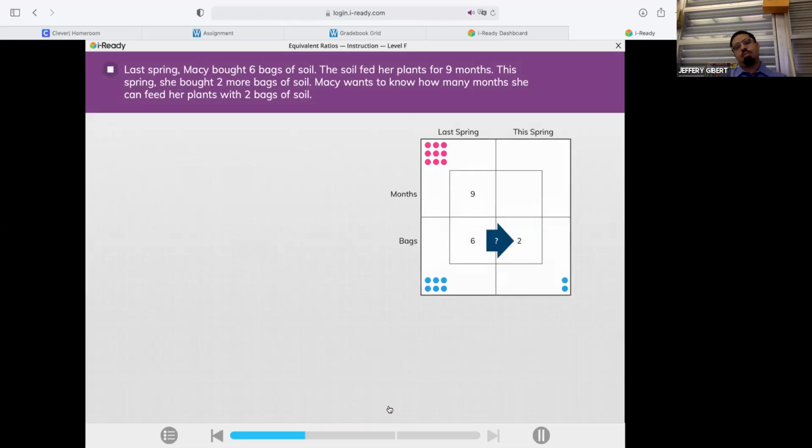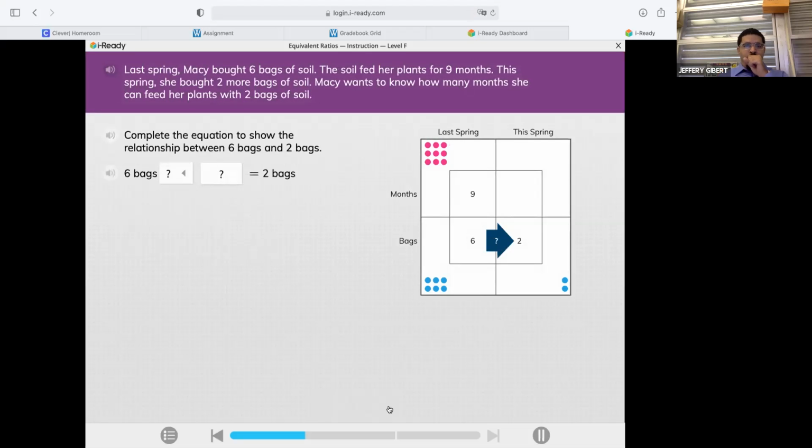Last spring, Macy bought 6 bags of soil. The soil fed her plants for 9 months. This spring, she bought 2 more bags of soil. Macy wants to know how many months she can feed her plants with 2 bags of soil. Complete the equation to show the relationship between 6 bags and 2 bags. All right, Petit, 6 times or divided by something is 2.